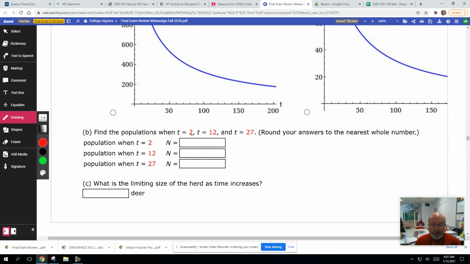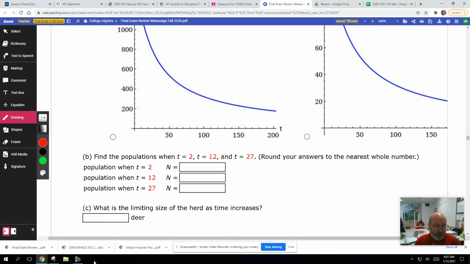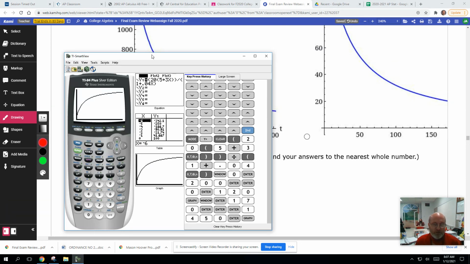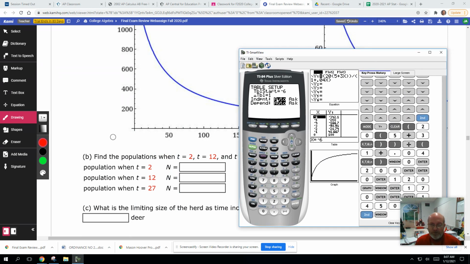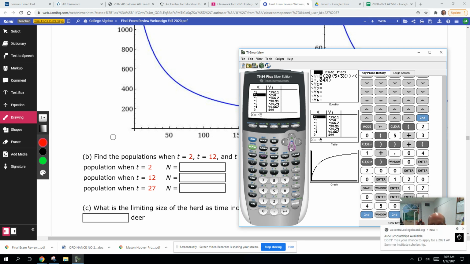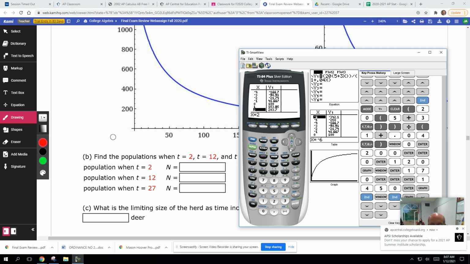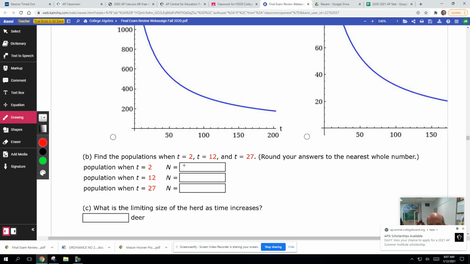Now it's asking us to find the populations when t equals 2, 12, and 27. Well, the easiest thing to do, since we have it in the calculator in the y equals, is to go to the table, 2, 12, and 27, right? So let me check and make sure that my table's set up here. It's good. So we're going to go second graph to get the table, and we'll go to t equals 2. So 203.7. If we're talking about a deer population, we can't have 203.7 deer. So you're either going to put 203 or 204. I'm going to put 204.